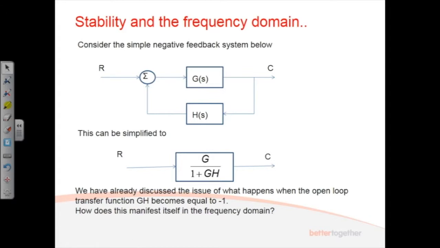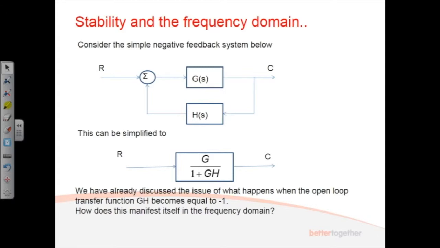When g times h is -1, that denominator becomes 0, so we have a problem. We've got a transfer function where output over input equals infinity. We've talked about that before a little bit, I think. So what we're looking at here is g times h. I've got a real interest in understanding what happens to g times h, and does it go anywhere near -1?